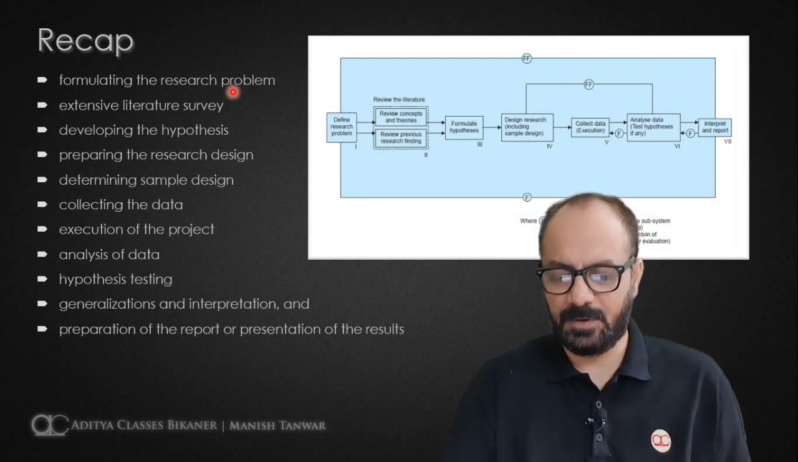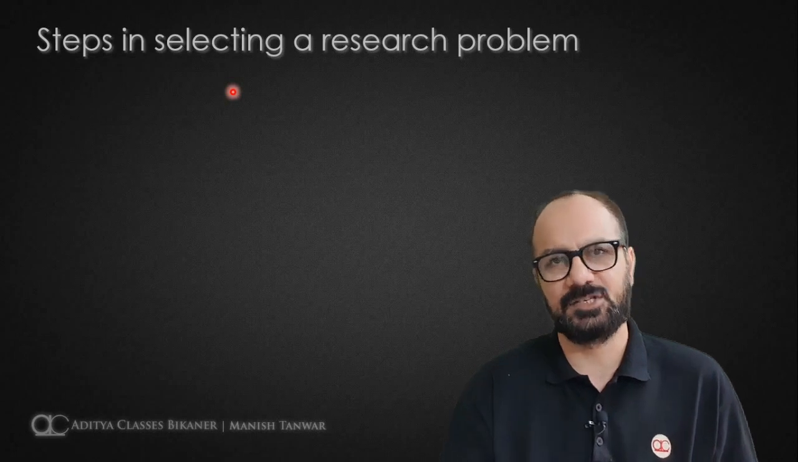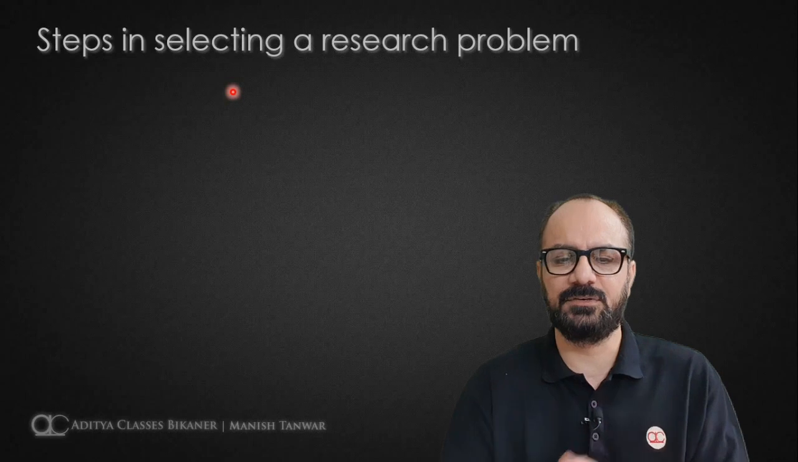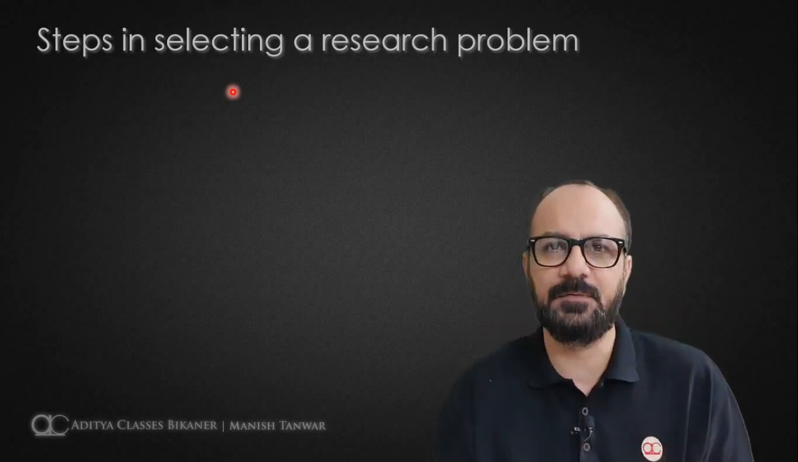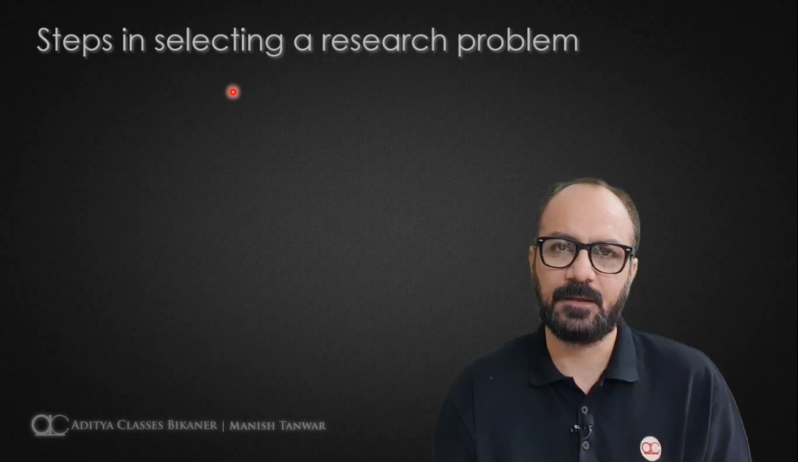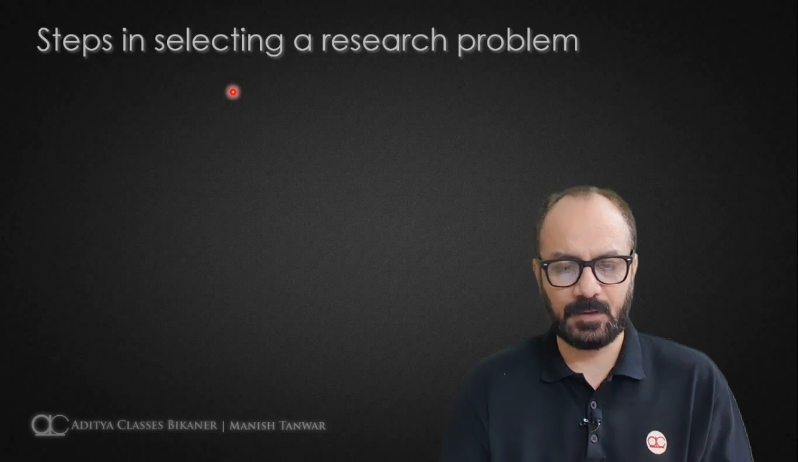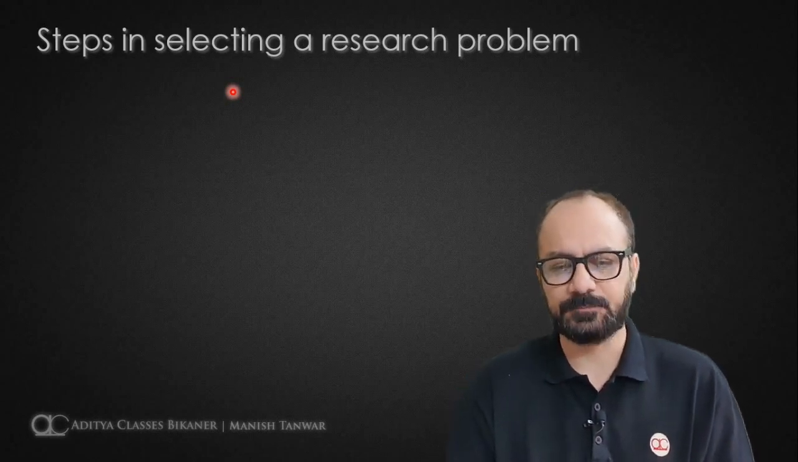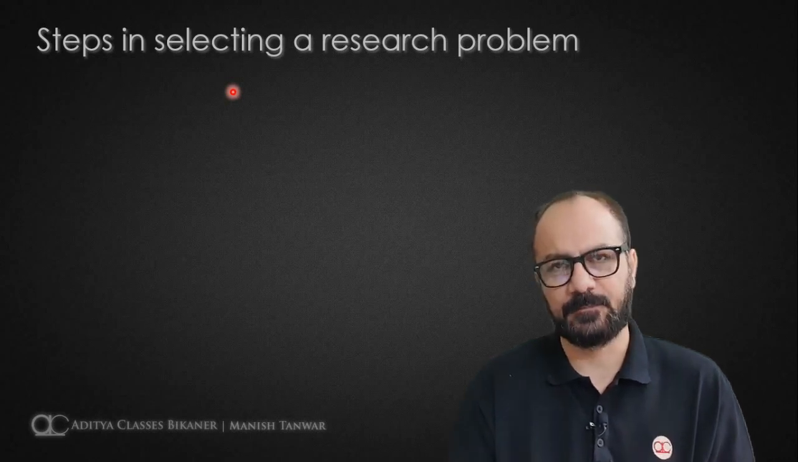Now, today we will talk about the steps in selecting a research problem. Last time we talked about characteristics, what it should have, what it should not have. Today we are talking of steps, how my research problem will be formulated. What should be in the research problem, we talked about in the last lecture. Today we will talk about the steps in selecting a research problem. Now, what are the various steps in selecting a research problem?